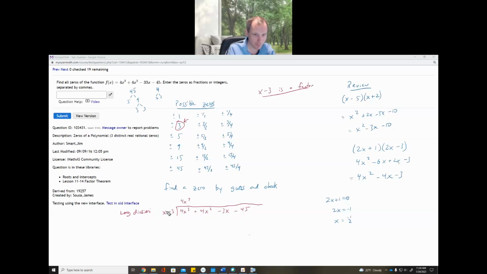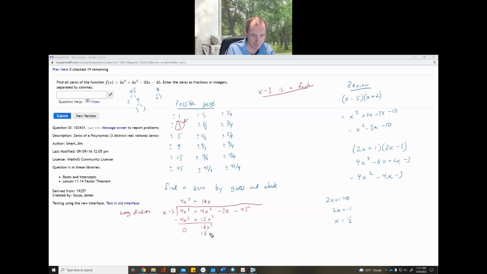Then I do that, I take 4x squared times this term here. So 4x squared times x gives me 4x cubed. 4x squared times negative 3 gives me negative 12x squared. Then I subtract or change the signs. I should get a leading 0. 4x squared plus 12x squared gives me 16x squared. Now I repeat the process. What do I multiply x by to get 16x squared? I multiply by 16x. So then I do the multiplication.